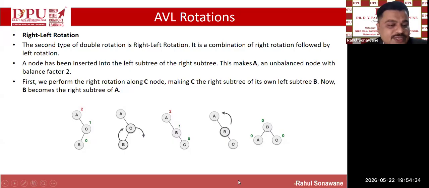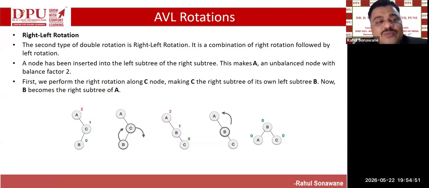Okay. And now where is B inserted? B is inserted in the left of whom? C. C is actually a right subtree of A. So in the left of the right subtree, insertion is made, and because of that insertion, the tree gets unbalanced. Then we have to perform the RL rotation.